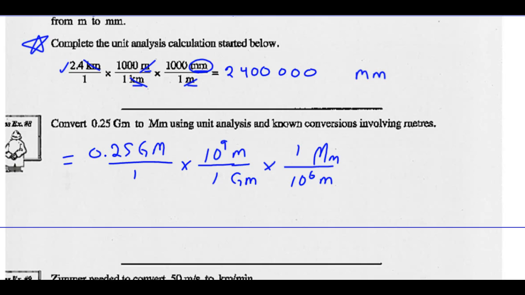And so now if we look at the units we've got, I can get rid of my gigameters, I can get rid of my meters. The only unit I'm left with is megameters. So that's the one we want, megameters. Now I do my multiplication. 0.25 times 10 to the 9th times 1 over 1 times 1 times 10 to the 6th. So really the 10 to the 9th and 10 to the 6th reduce down to 10 to the 3rd. So 0.25 times 10 to the 3rd is 250 megameters.